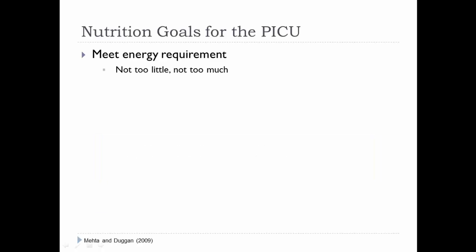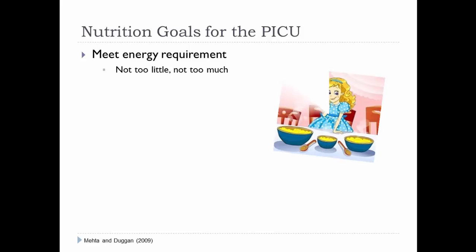Nutrition goals for the Pediatric Intensive Care Unit focus on meeting energy requirements, so not too little energy and not too much energy for the state of inflammation that the patient is experiencing. I like to think of this as the Goldilocks phenomenon, and I'll be going into further detail. And also ameliorating protein catabolism.